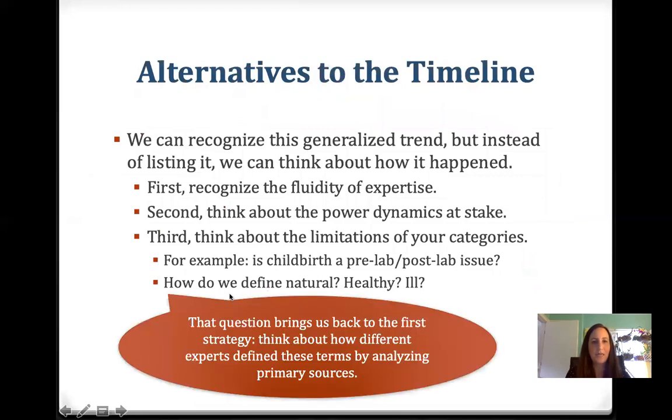So how do we define natural? How do we define healthy and ill? We talked about natural childbirth. We've talked about healthy mothers and babies. That question brings us back to the first strategy. Think about how different experts define these terms by analyzing primary sources. So what you define as natural, what you define as healthy, might be different from what a medical doctor defines as natural or healthy, or what a surgeon defines as natural or healthy, or a homeopathist defines as natural and healthy. And we just want to pay attention to all of these different perspectives, how they convince other people, and how they operate within medical culture at large.